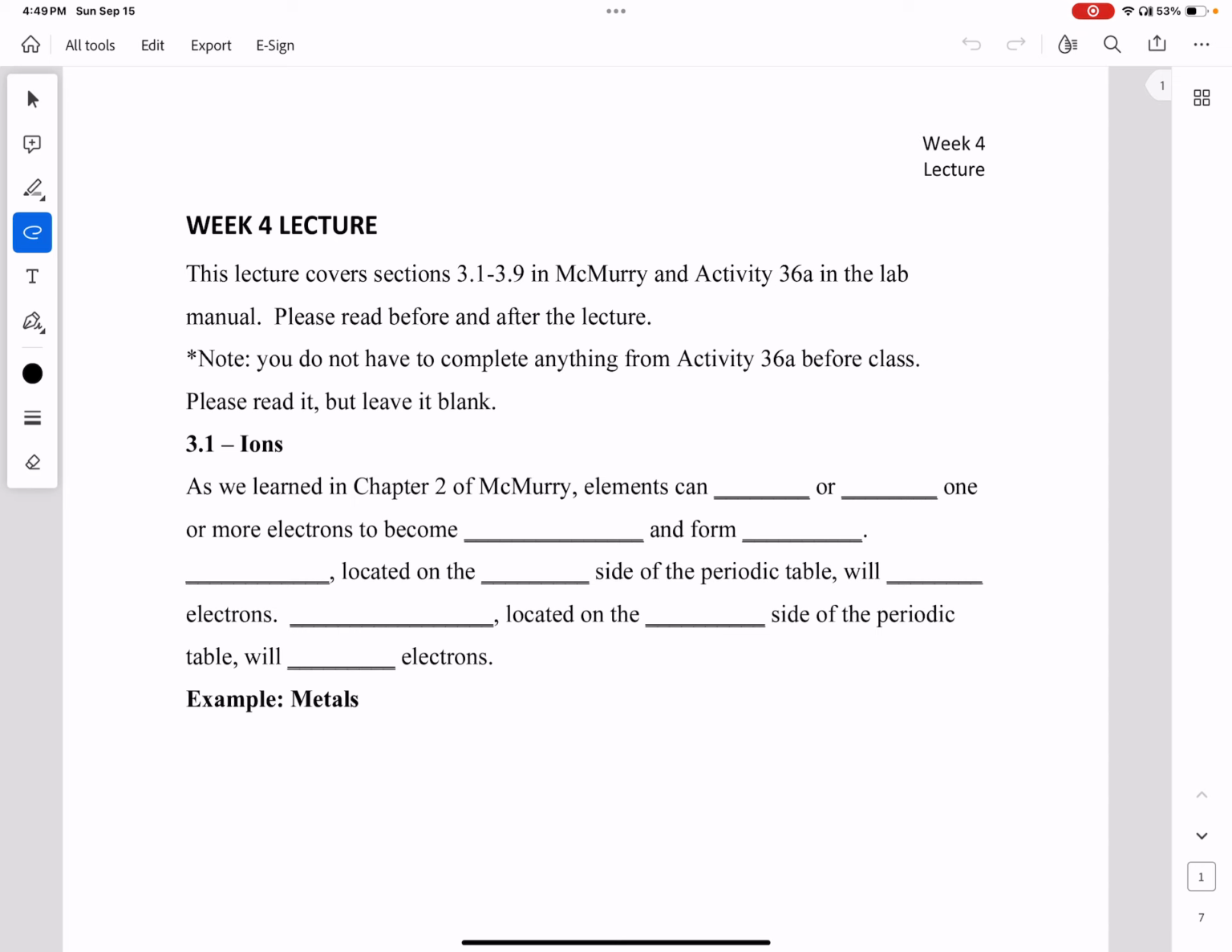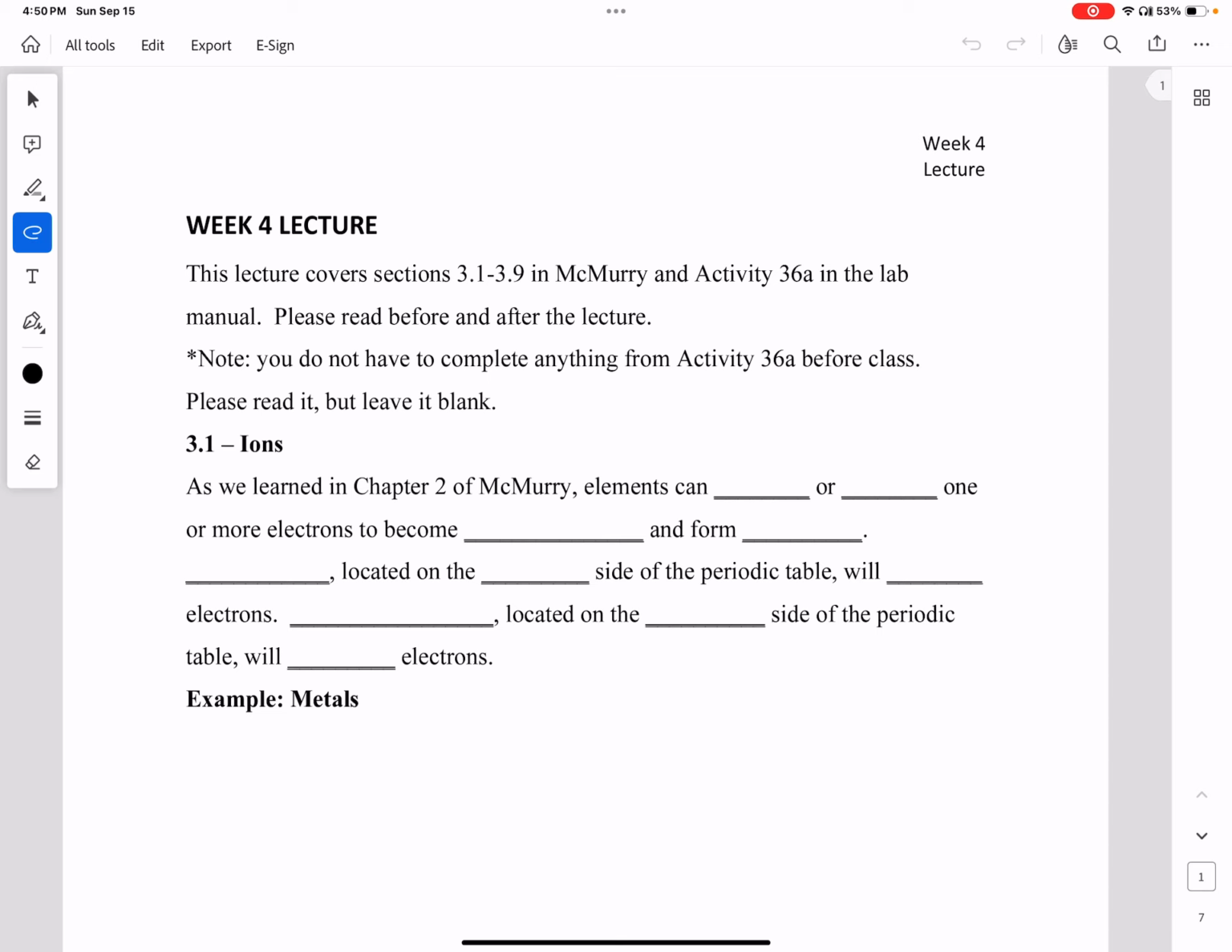This lecture covers sections 3.1 through 3.9 in McMurray and activity 36A in the lab manual. So please read both before you watch the lecture. And you do not have to complete anything from activity 36A. You'll find what looks like a worksheet. You're going to do that in class, and then you'll have something else to turn in. It's for your own notes, so please leave it blank.